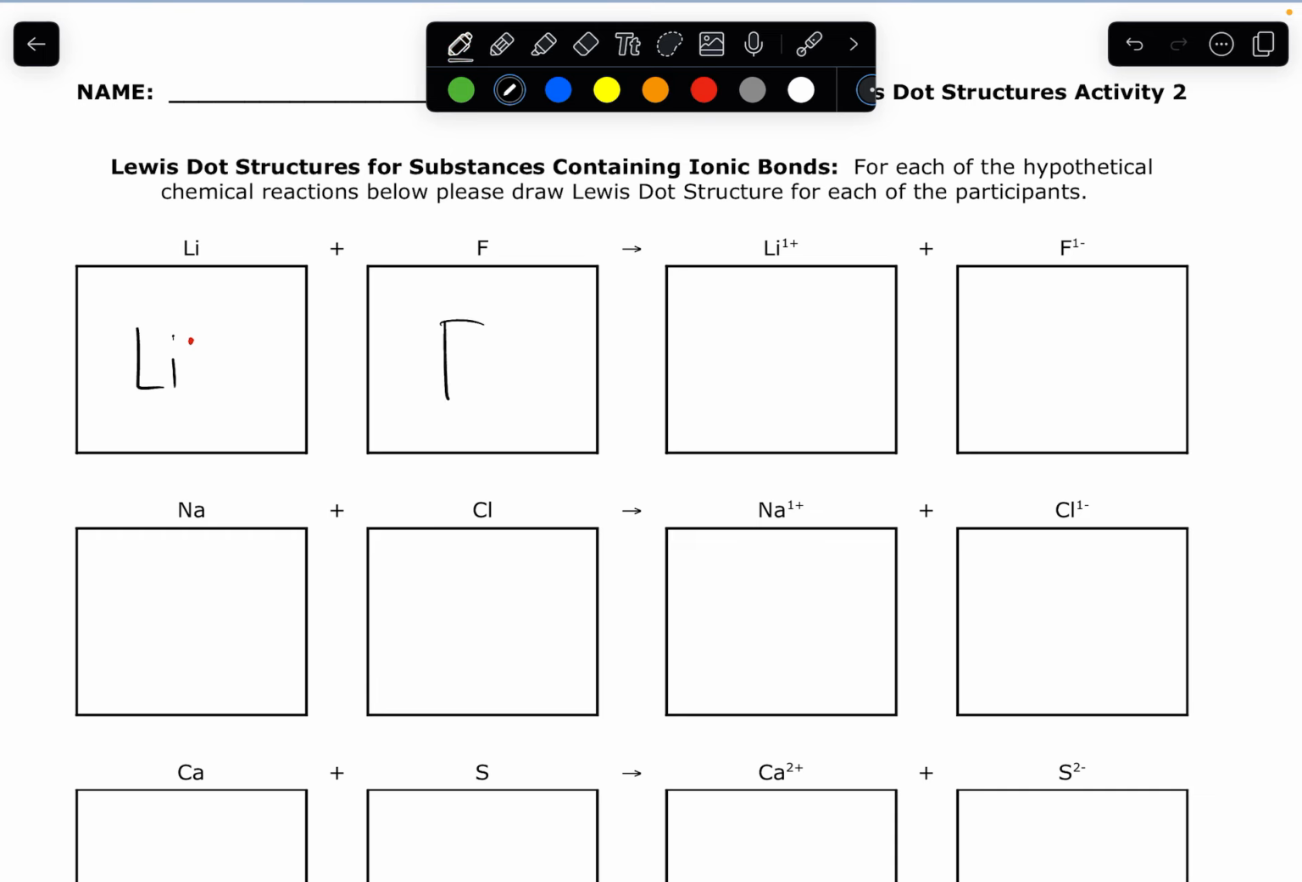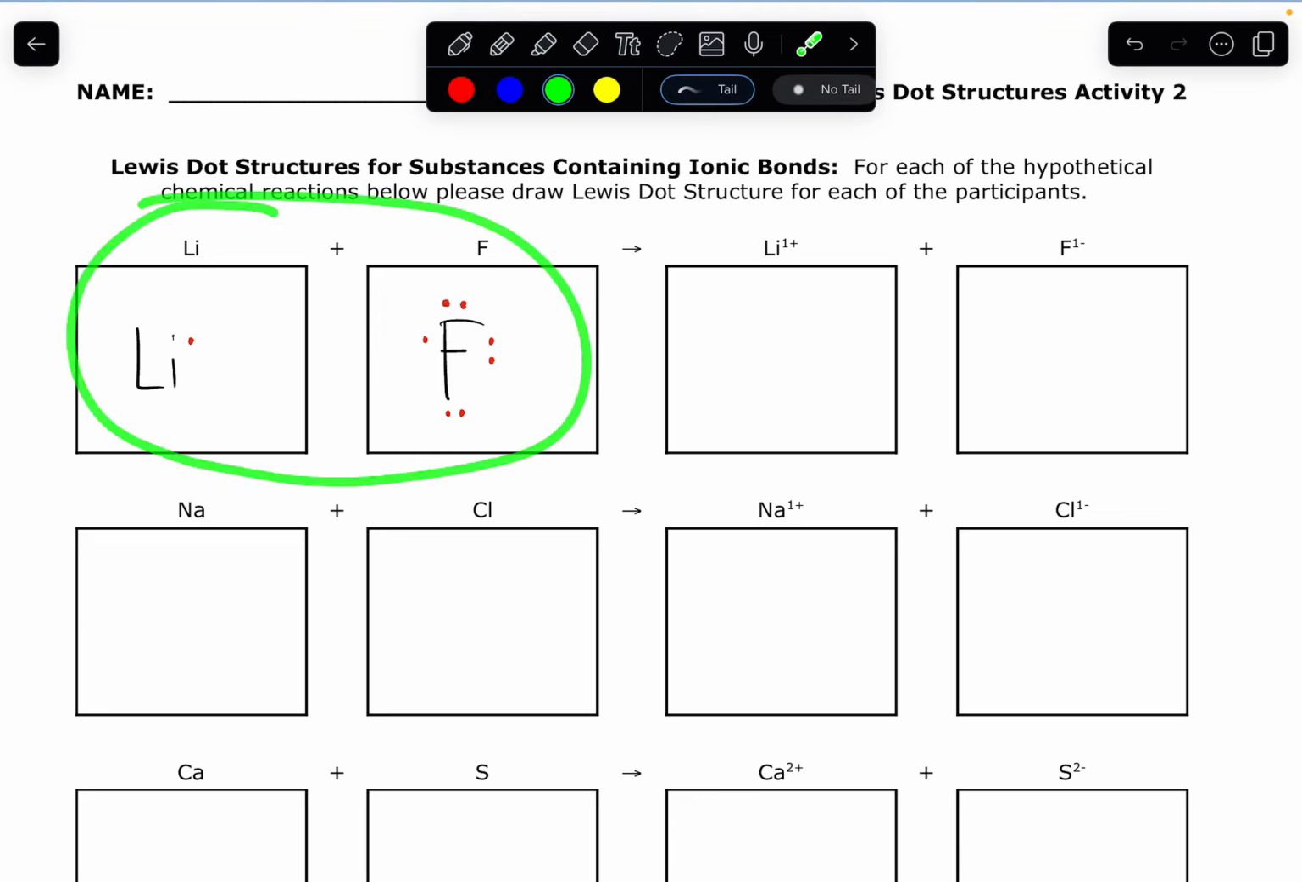Moving over to the next box, we have fluorine. Fluorine is in the second to last column on the periodic table. I like to refer to it as group 7 because it has 7 valence electrons. So we'll label those here. 1, 2, 3, 4, 5, 6, and 7. These are going to be the reactants for our chemical reaction. These are going to be the products.